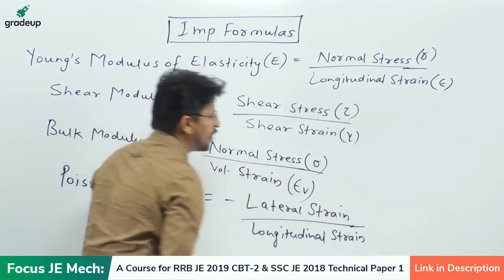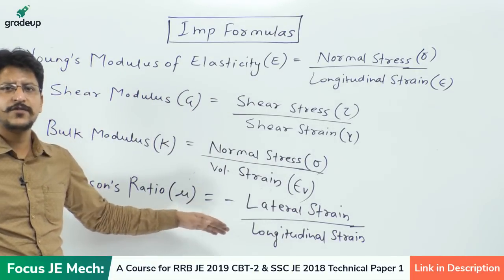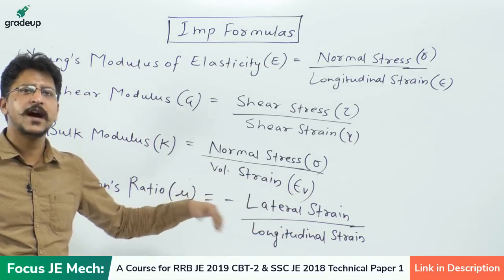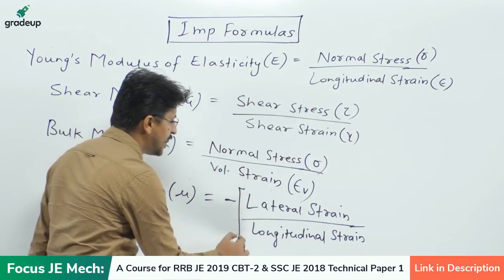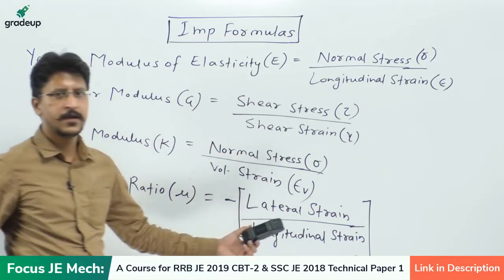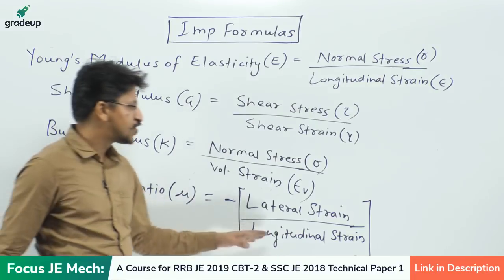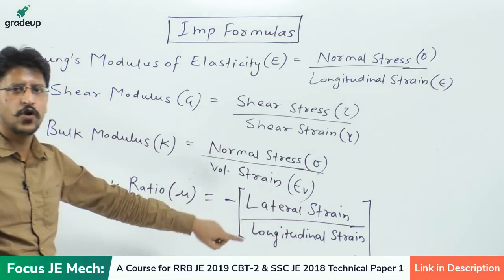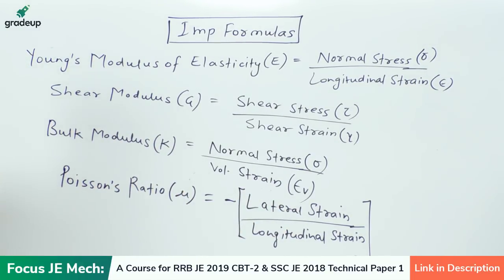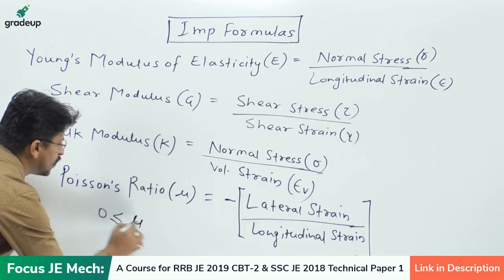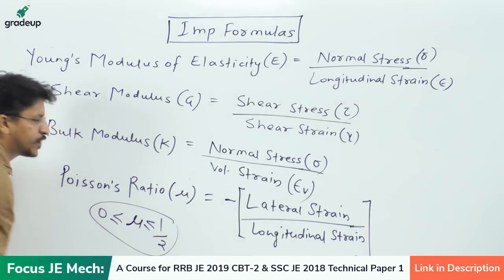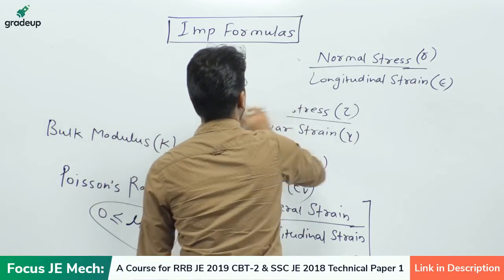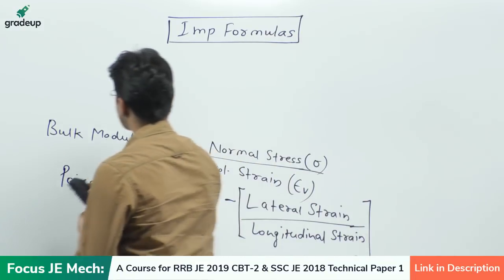Longitudinal strain means that strain which is taking place in the direction of loading, okay, and lateral strain means any change in the dimension in any direction other than that. In the direction of loading, the strain is known as longitudinal. In other directions, it is known as lateral strain. So, minus of lateral over longitudinal is given by Poisson's ratio, and the value of Poisson's ratio lies between 0 and half.